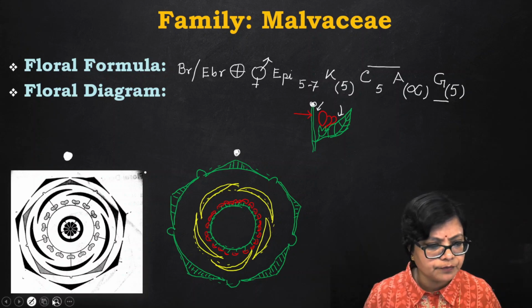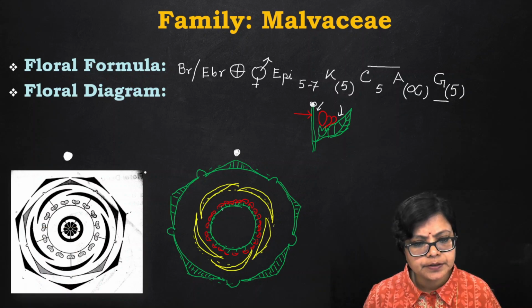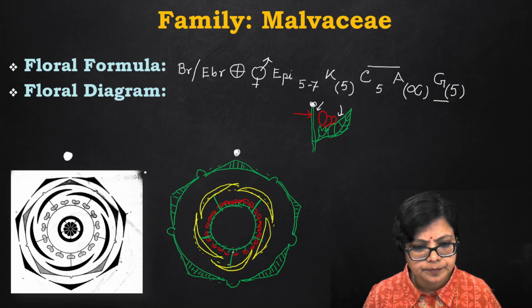And also we have learned that epipetalous, that means the lower part of the corolla or the staminal tube is attached to the base of the petals. So how to show this line? With the help of this line it can be expressed. It represents epipetalous stamen.